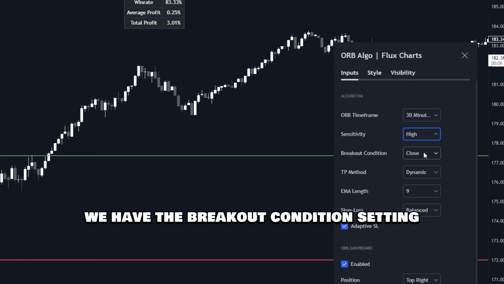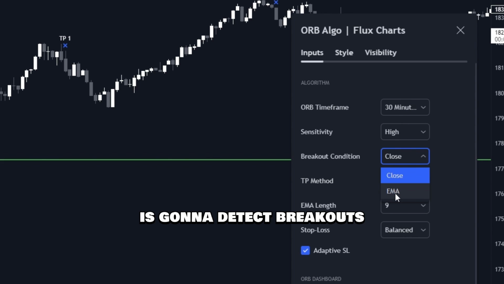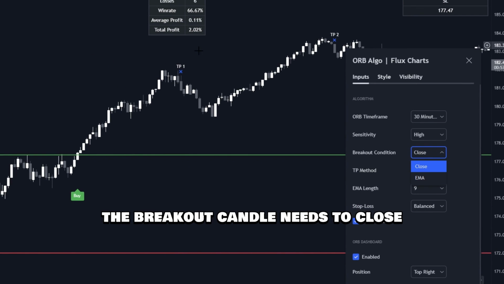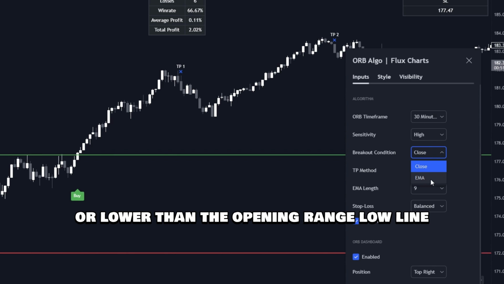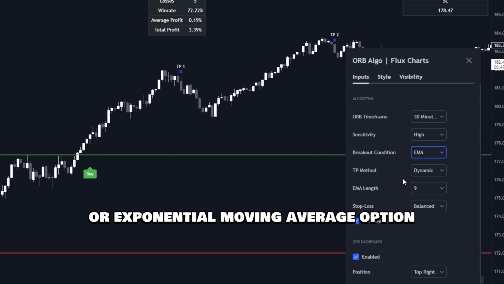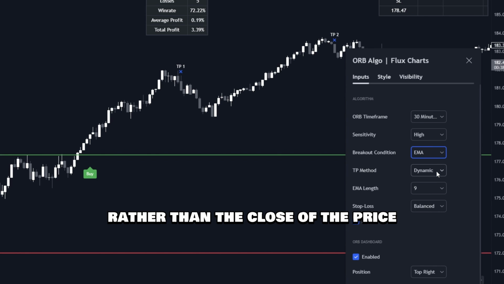Moving on, we have the breakout condition setting. This setting determines how the algorithm is going to detect breakouts. So if you select the close option, the breakout candle needs to close higher than the opening range high line for a bullish breakout, or lower than the opening range low line in a bearish breakout. And if you select the EMA, or exponential moving average, option, the EMA of the candle must be higher or lower than the opening range lines rather than the close of the price.